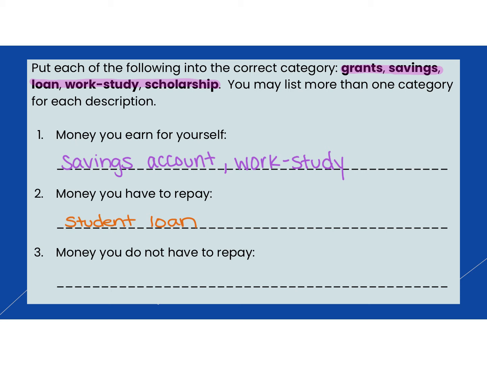The last category says money you do not have to repay. A grant for financial aid is money given to you by the government based on your financial need. You do not have to repay a grant. A scholarship is money that's been awarded to you based on your academic accomplishments or your accomplishments in sports. You do not have to repay a scholarship.